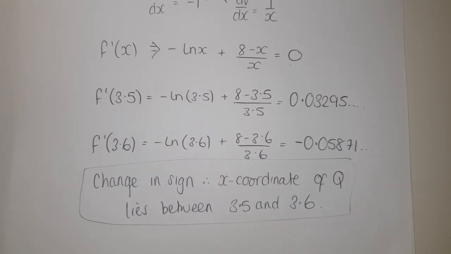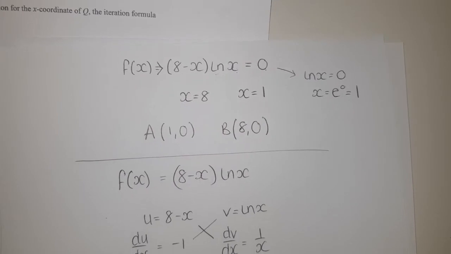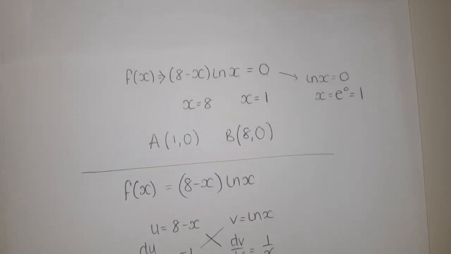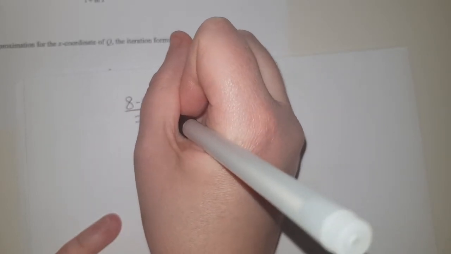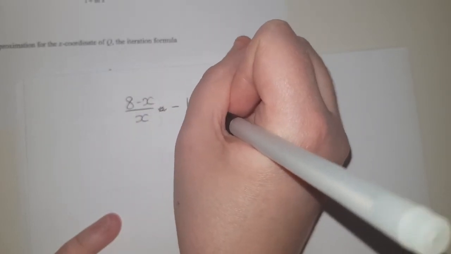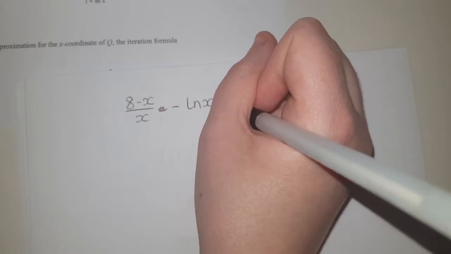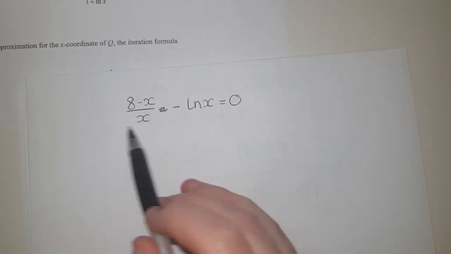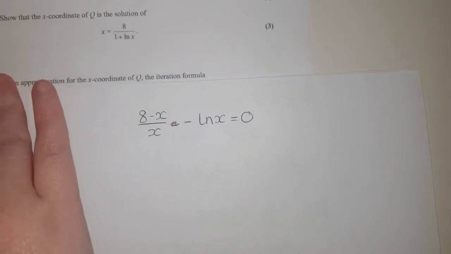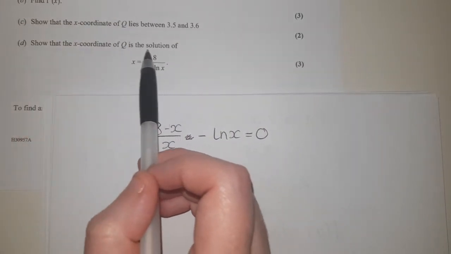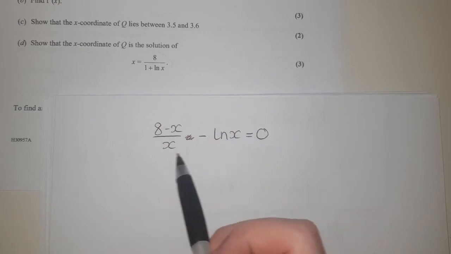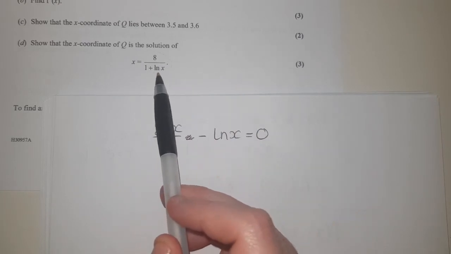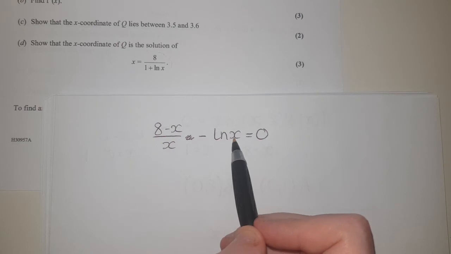Right, next part of this question, you've got show that the x coordinate can be written like that. So if we start with the equation 8 minus x over x, sorry, that was supposed to be a minus ln x, and we're saying that that is equal to 0. So this was our gradient function equal to 0. We're showing that the x coordinate of the solution can be written like this. So basically, I want to make one of these x's the subject, so I end up like this. Because I've got the ln x, I know it's not this one I'm trying to make the subject.